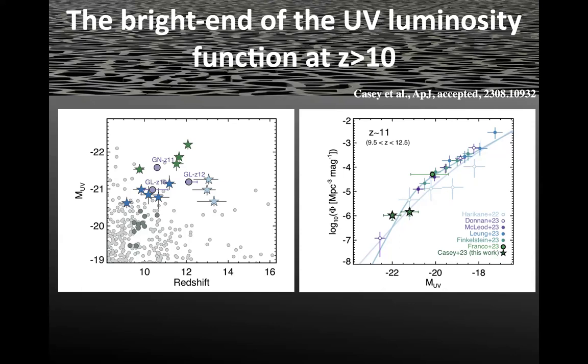So if you put them in a luminosity function plot, so density of galaxies as a function of MUV, you see the point here from Kathleen, and you see that it's quite consistent with everything which was found with James Webb in the last 2 years. So basically, it seems to confirm that we have many more really bright galaxies at such redshift.